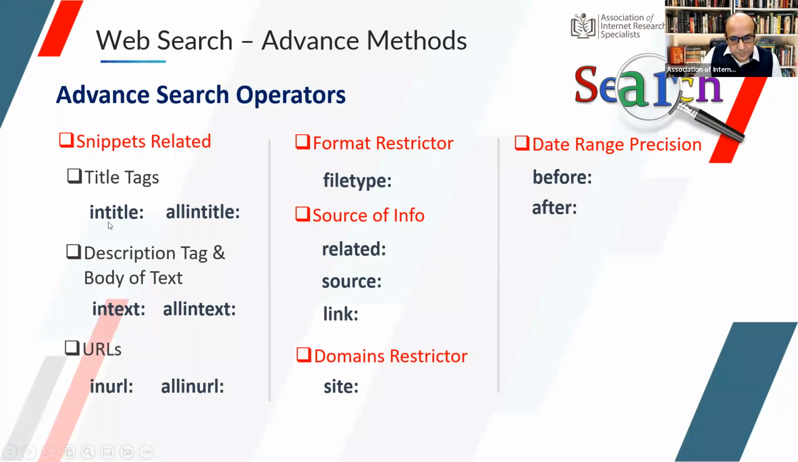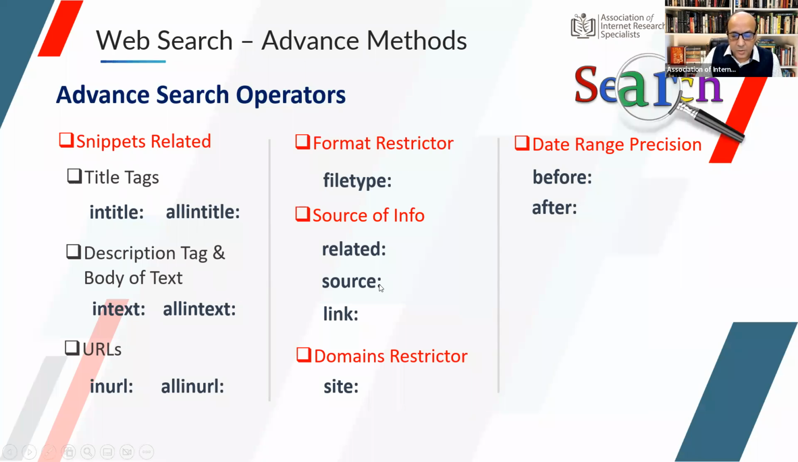Like snippet related, there is one that's called intitle colon, and there is allintitle. Similarly, for the description tag in the snippet that is in gray color showing multiple lines, we get that information by querying specifically with intext colon and allintext colon. In URLs, we use inurl colon and allinurl. Format restrictors is filetype colon. Source of info, related, where we look for competitors that have the same keywords used in their websites. That's going to be the information that we can seek using related colon.